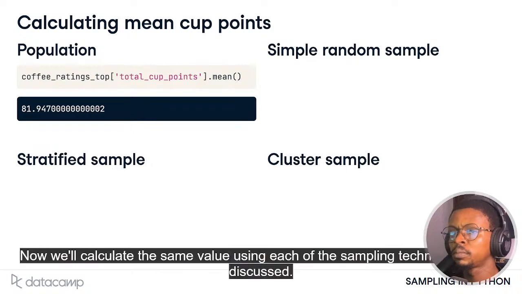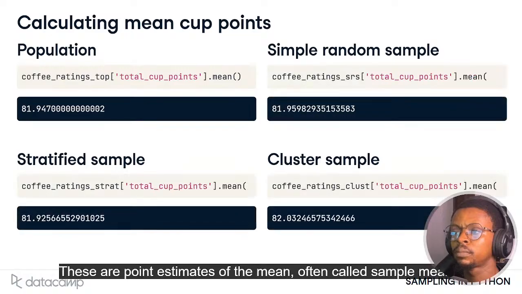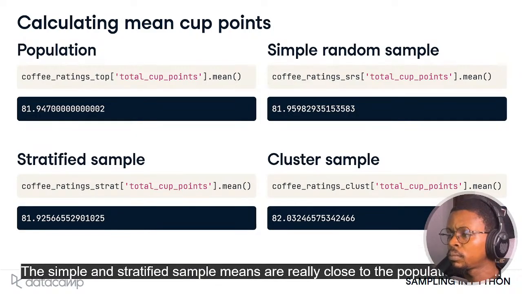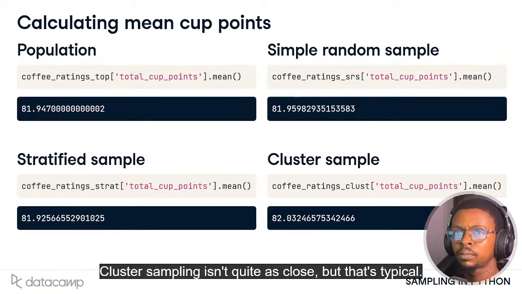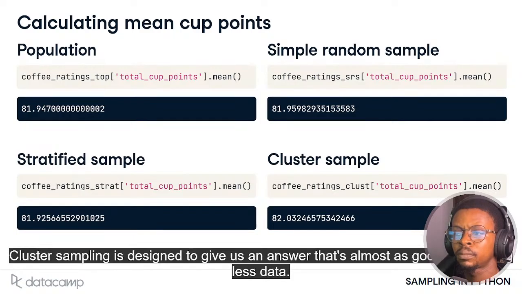Now we'll calculate the same value using each of the sampling techniques we've discussed. These are point estimates of the mean, often called sample means. The simple and stratified sample means are really close to the population mean. Cluster sampling isn't quite as close, but that's typical. Cluster sampling is designed to give us an answer that's almost as good while using less data.